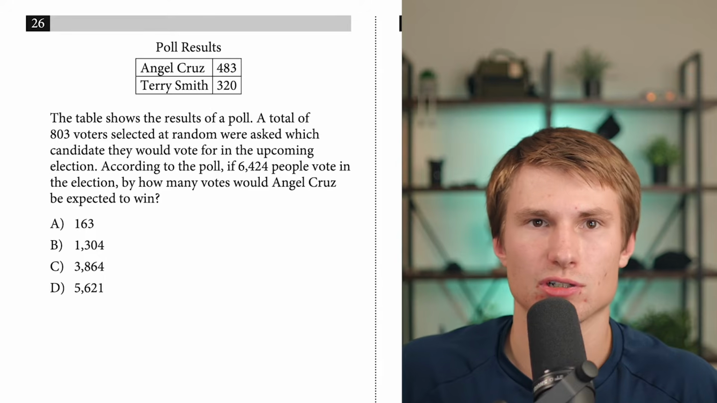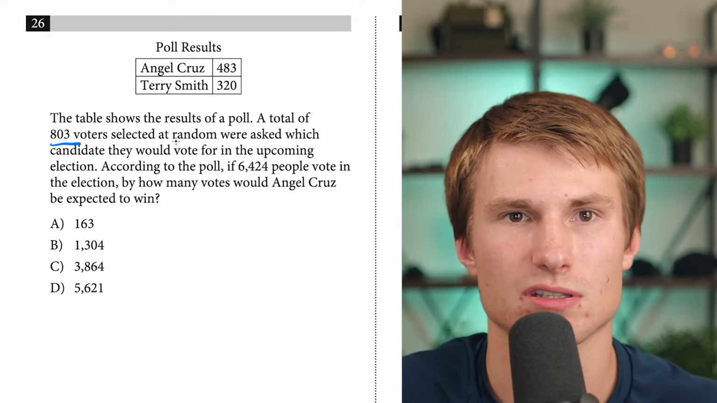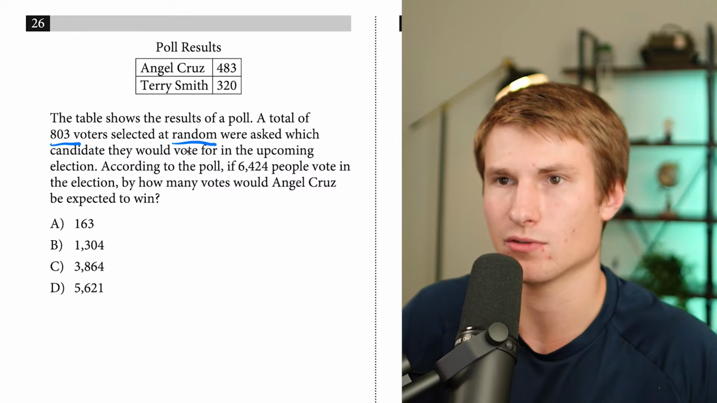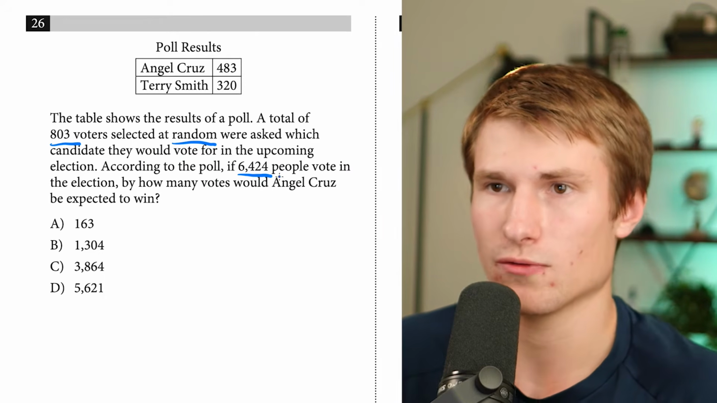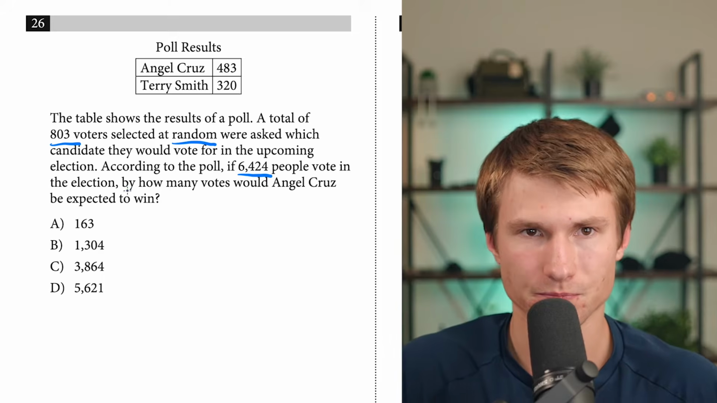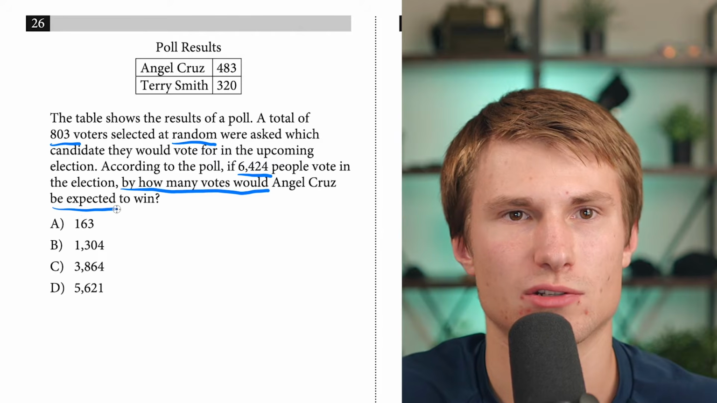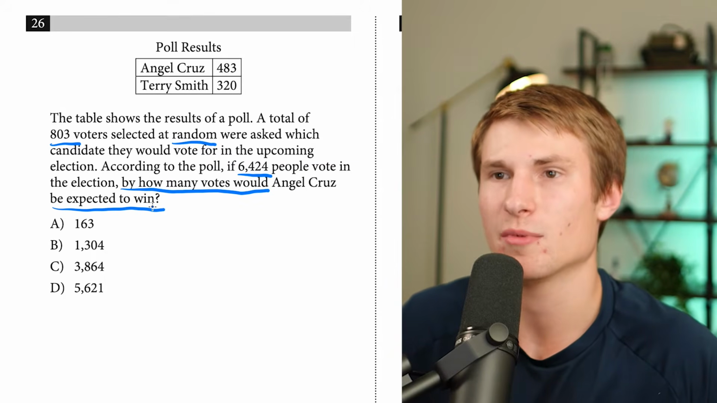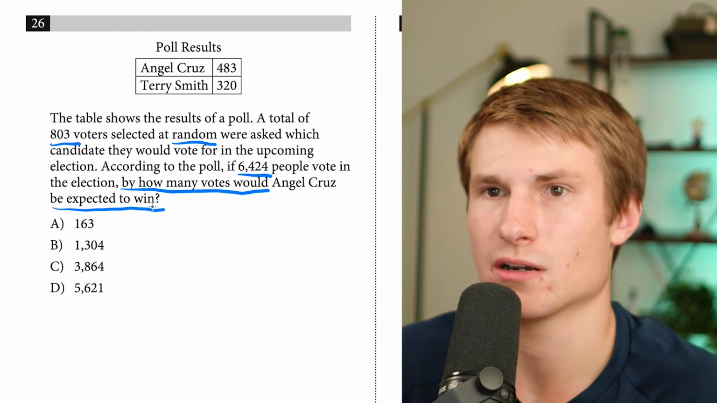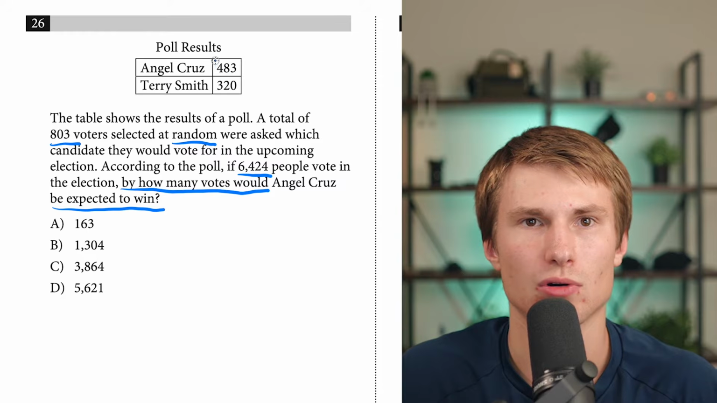Here we have question number 26. The table shows the results of a poll. A total of 803 voters selected at random were asked which candidate they would vote for in the upcoming election. According to the poll, if 6,424 people vote in the election, by how many votes would Angel Cruz be expected to win? So it's not how many votes would Angel Cruz get. It's not how many votes would Terry Smith get. It's by how many votes would Angel Cruz get more than Terry Smith. So this is based on an initial poll.